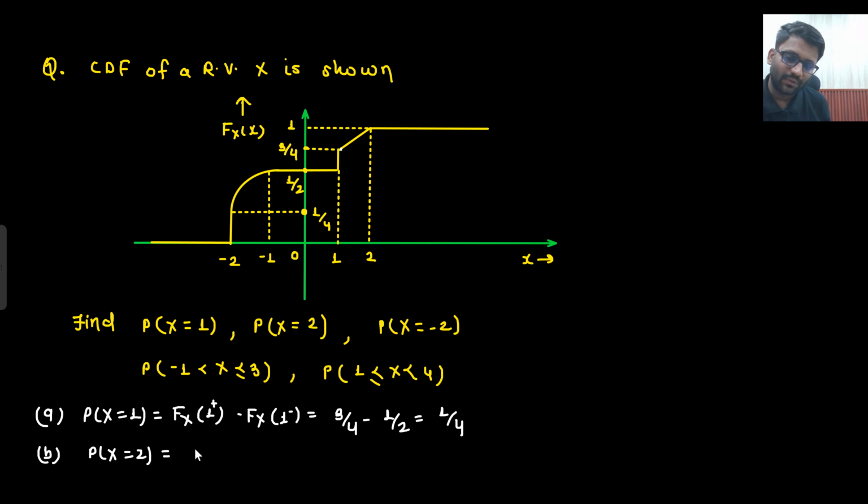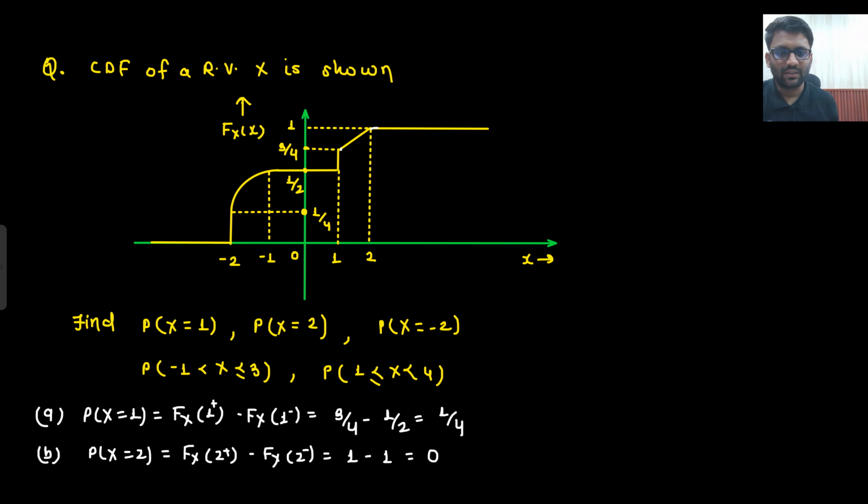Probability at x equals 2. So Fx of 2 plus minus Fx of 2 minus. Fx of 2 plus, what is the value? 1. Fx of 2 minus, what is the value? 1 only. 2 minus is just before 2. 1 only. What is the answer? 0. And you can see that the graph is continuous here.